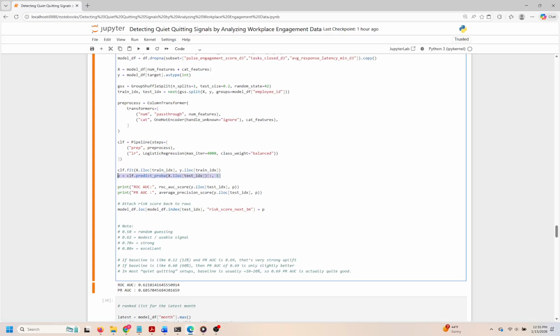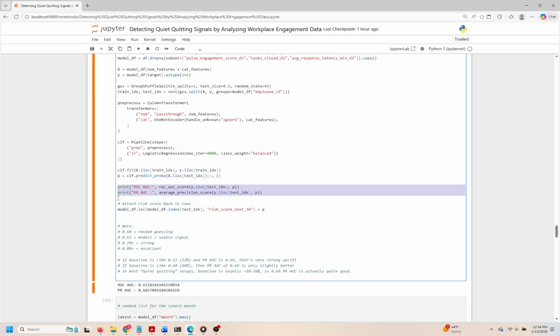The model's performance is evaluated using two important metrics, ROC-AUC and PR-AUC. These metrics reveal how well our model discriminates between employees at risk of quiet quitting and those who are not. The threshold indicators provided give us a clearer understanding of what these scores mean, helping to interpret the findings effectively. In real-world applications, a PR-AUC around 0.69 signifies a strong predictive capability, especially when our baseline risk is relatively low.